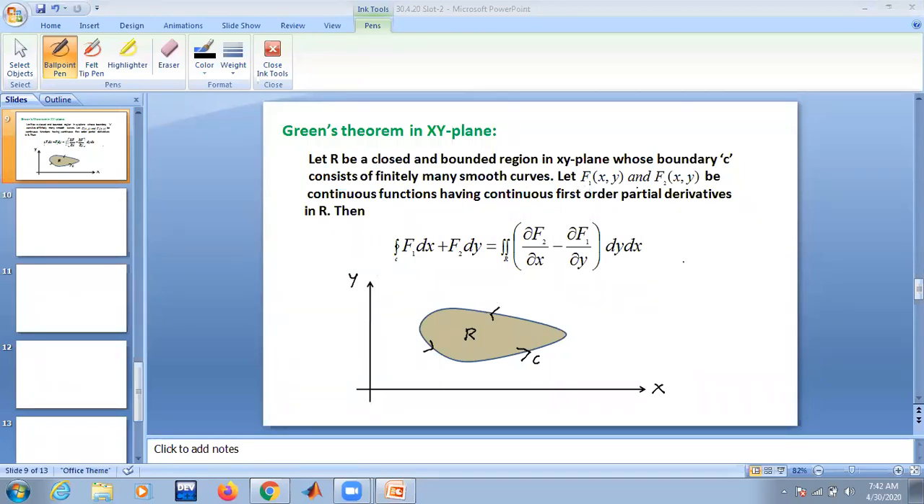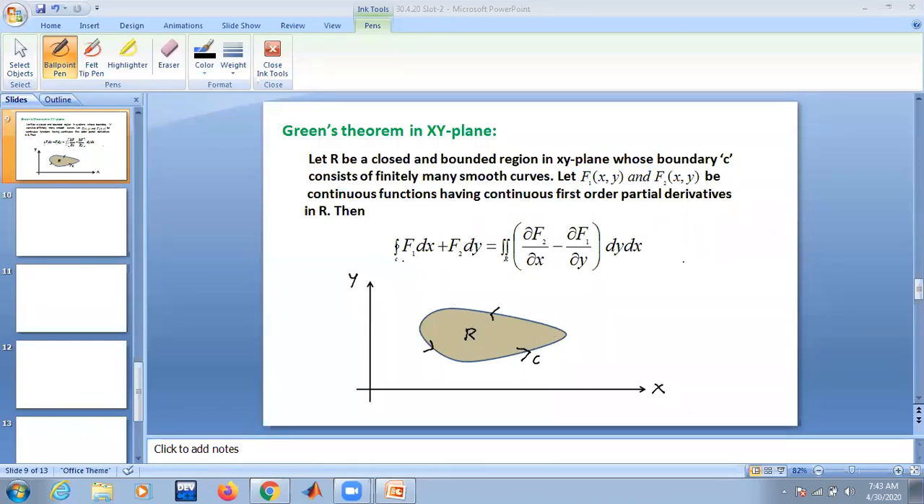Let f1 and f2 be continuous functions. These are f1 and f2. These two are continuous functions having continuous first order partial derivatives. What are the first order partial derivatives of f1 and f2? For f1 they are dou f1 by dou x and dou f1 by dou y. For f2 they are dou f2 by dou x and dou f2 by dou y. So all the first order partial derivatives of f1 and f2 must be continuous. Also f1 and f2 are continuous on this closed and bounded region bounded by C.